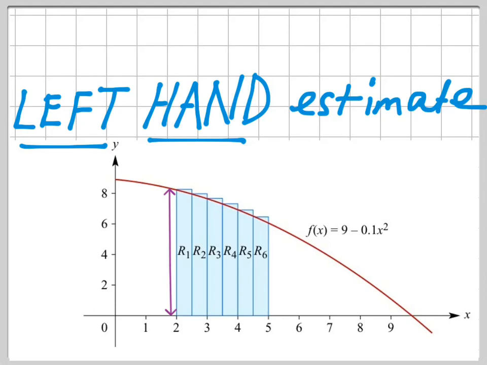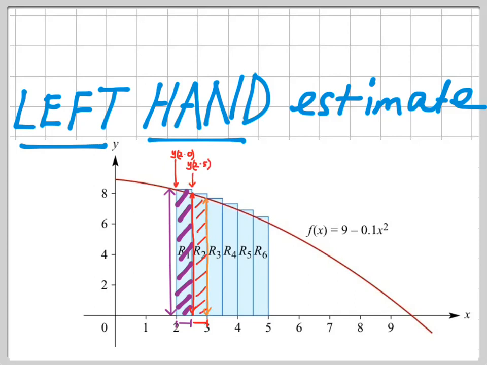And we're going to use the y values, the heights of these rectangles, which is the y value of the function at the left-hand side of each rectangle, the left-hand value of x for each rectangle. So for R1 we would use the value of y when x is 2, and multiply that by 0.5, which is the width, and that would give us the area of the first rectangle. We do the same thing for the second rectangle, but this time we would use x is 2.5, and multiplying that by 0.5 we'd get the second area, and so on.